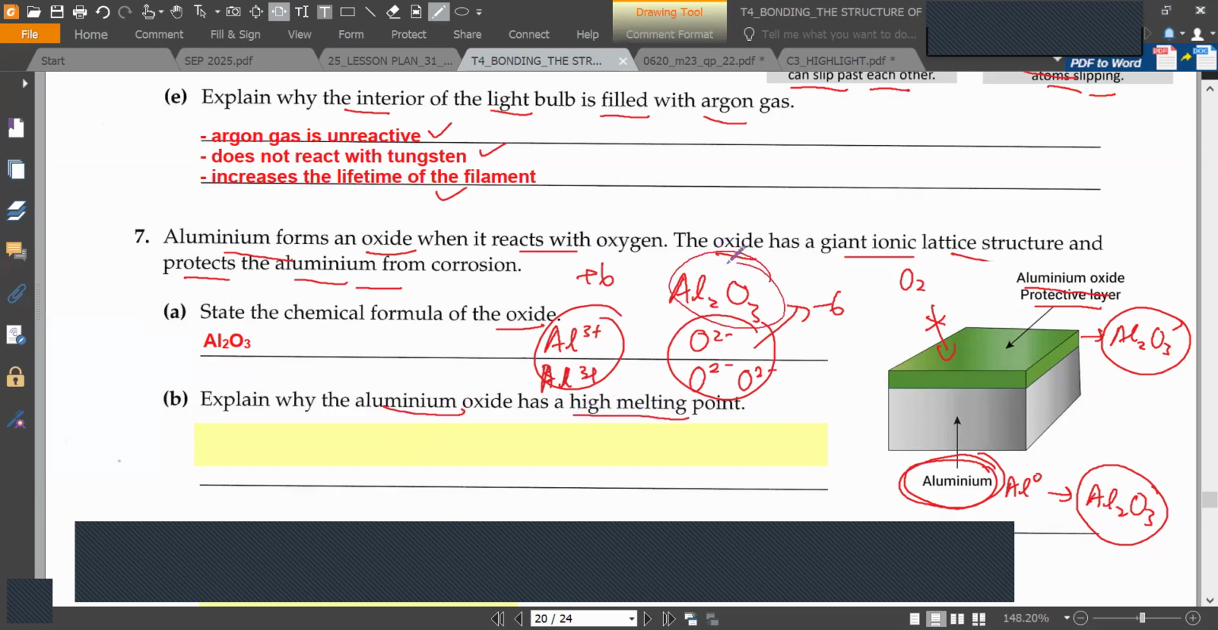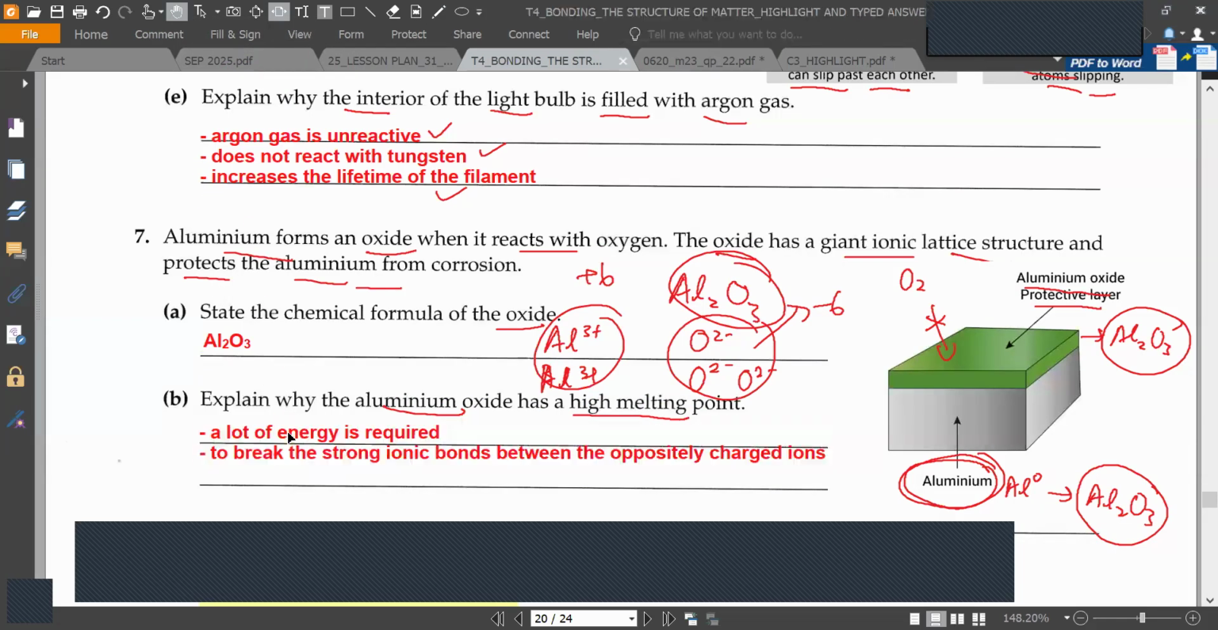Why does aluminium oxide have a high melting point? Because it is an ionic compound. A lot of energy is needed to break the strong ionic bonds.